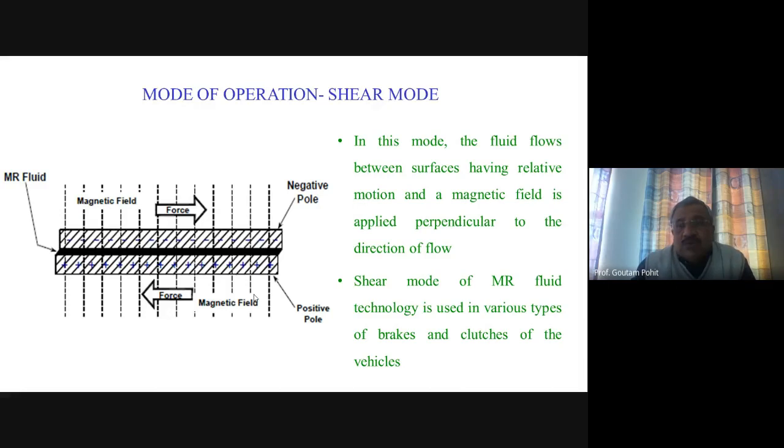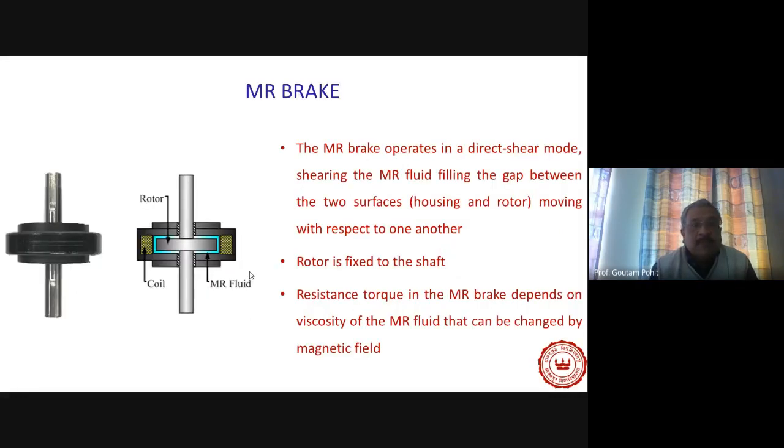There is another mode of operation which is called shear mode. In this mode, the fluid flows between surfaces having relative motion. In the previous case, these surfaces were fixed, and a magnetic field is applied perpendicular to the direction of the flow. Shear mode of MR fluid technology is used in various types of brakes and clutches of the vehicle. We can have MR brakes, MR clutches also nowadays.